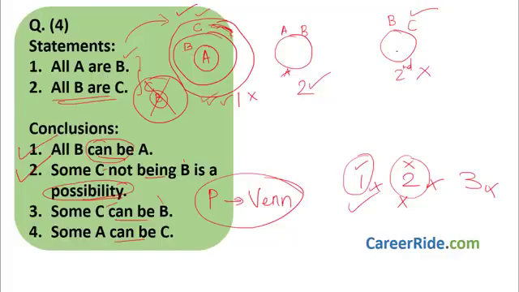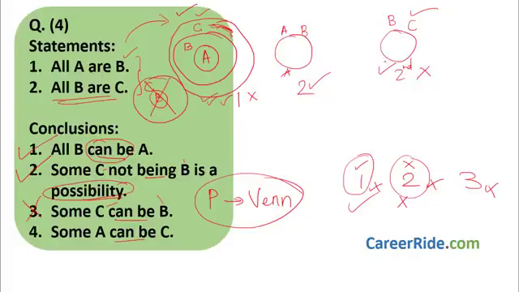In the second diagram, some C can be B. Already the entire C is B, so that means some part of C is already B, so the conclusion holds true over here also. The conclusion is possible here also. There is no third situation right now, and in both of them it is possible. That means this conclusion has to be wrong. We have learned that when the conclusion is possible in all the situations, we have to mark the conclusion as wrong.